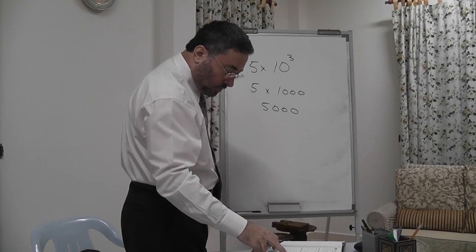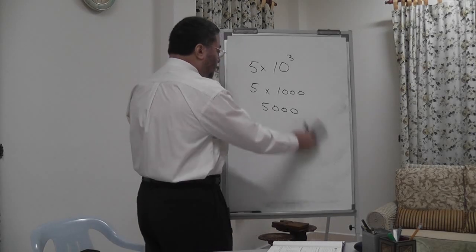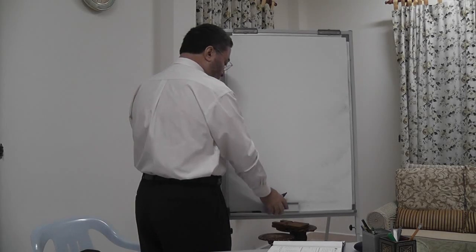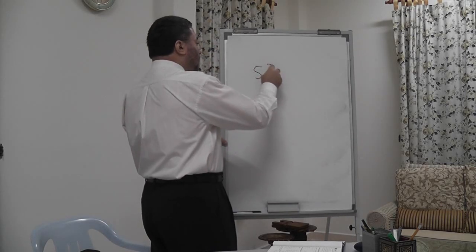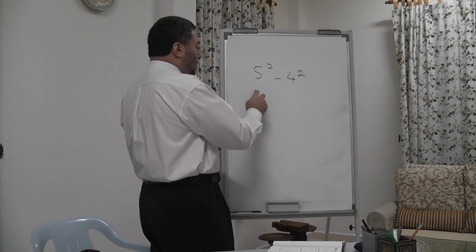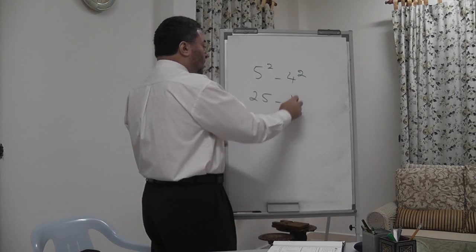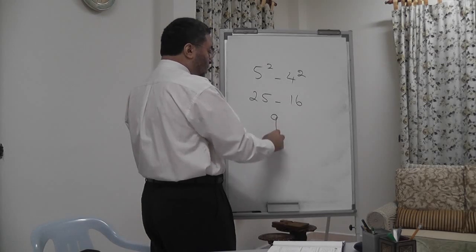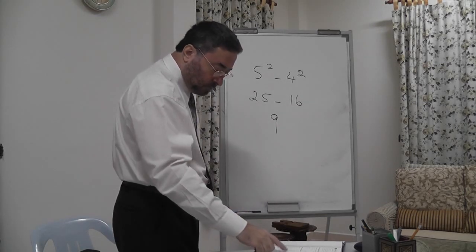Number 15, 5 squared minus 4 squared. We do the squaring first, and that's 25, and now we minus, and that's 9.